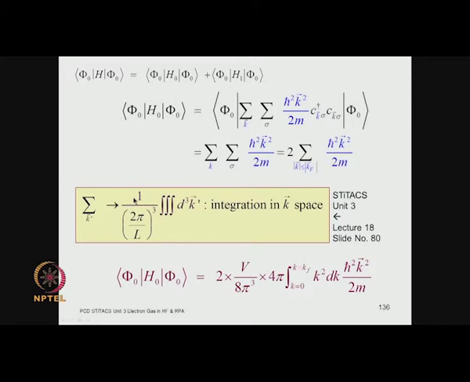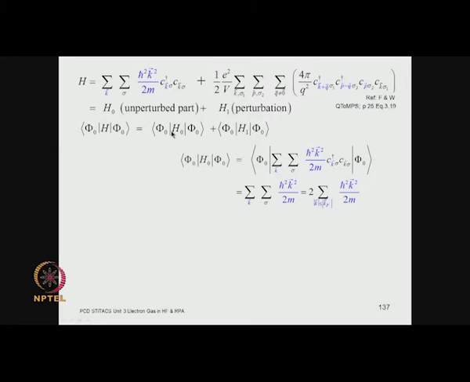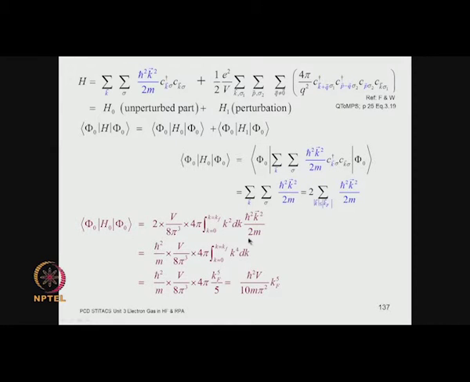So, this is the result for the expectation value of the unperturbed Hamiltonian. We now have the result for the unperturbed part of the Hamiltonian. We have this result which goes as k squared dk, with ħ²k²/2m. So, you have to integrate k to the power 4, which gives you k to the power 5. When you put the limits k equal to 0 to kF, you get k^5 for the value of k at the Fermi level, which is kF.